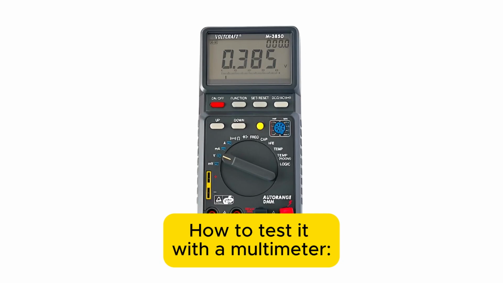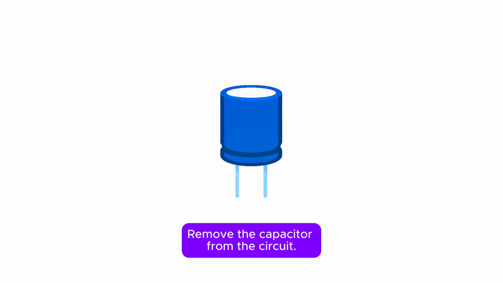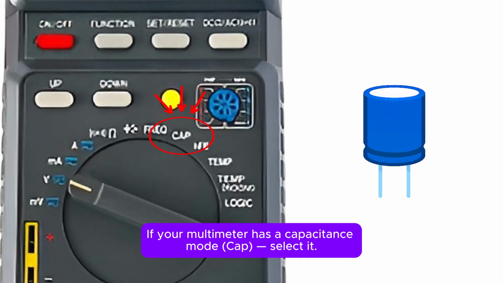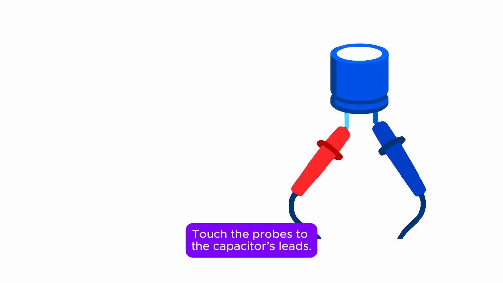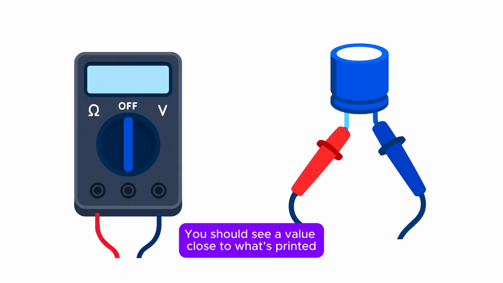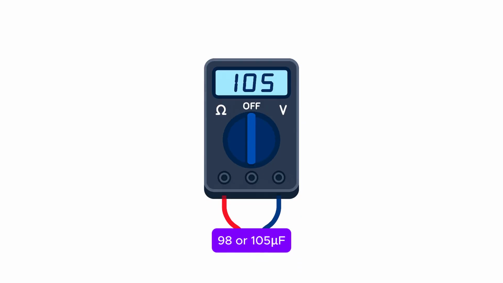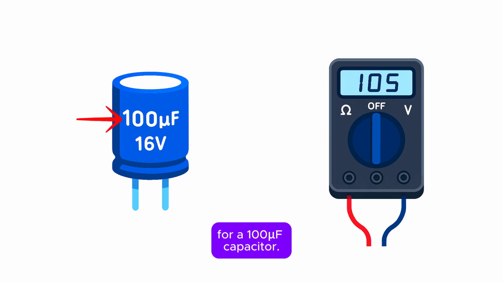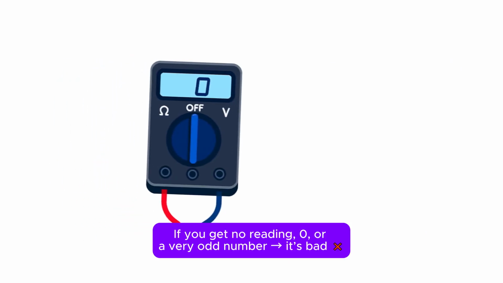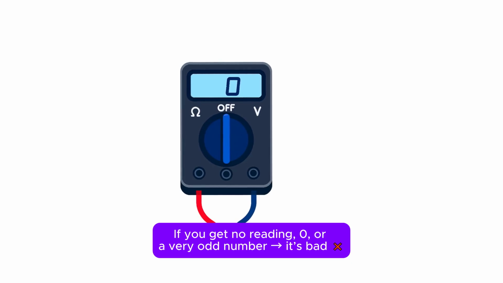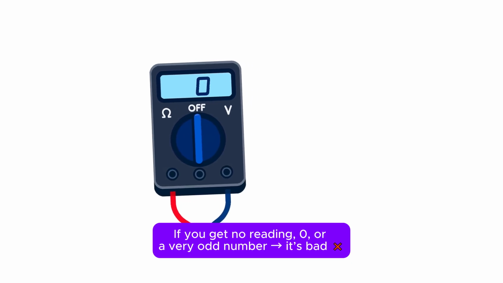How to test it with a multimeter? Remove the capacitor from the circuit. If your multimeter has a capacitance mode, cap, select it. Touch the probes to the capacitor's leads. You should see a value close to what's printed, for example, 98 or 105 microfarads for a 100 microfarad capacitor. If you get no reading, zero, or a very odd number, it's bad.